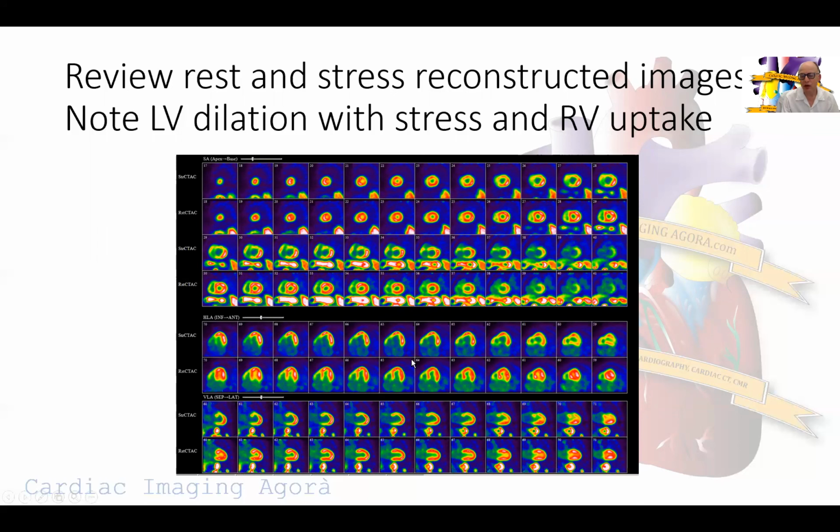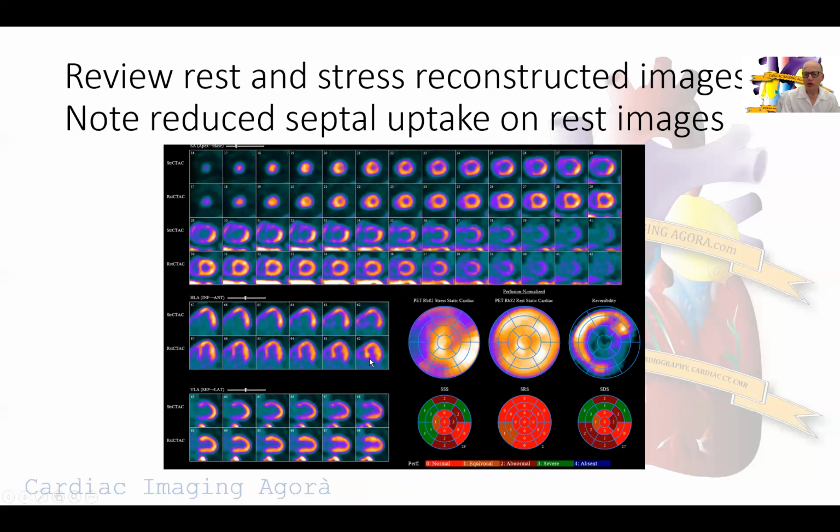This is another view with a different color scheme, just to impress on you the size and the severity of the reversible defect, indicating ischemia right here in the short axis, right here in the horizontal long axis, and right here in the vertical long axis. We score these segments. So we go here, we have a very mild defect in the inferior septum. We put ones here for mild defect on the polar maps with the 17 segment, the traditional recommended 17 segment model.